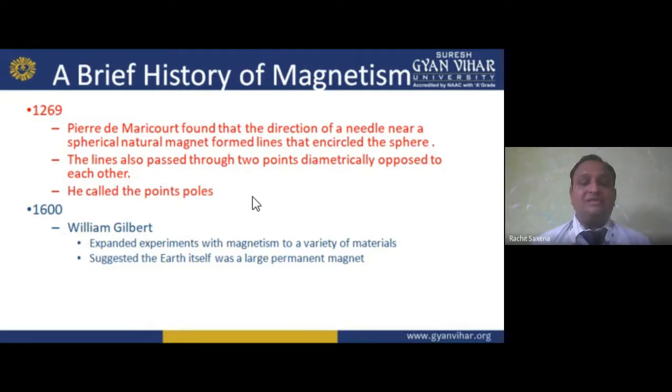So we can say, talking about the corona, it has some history. Similar to that, magnetism also has a history.